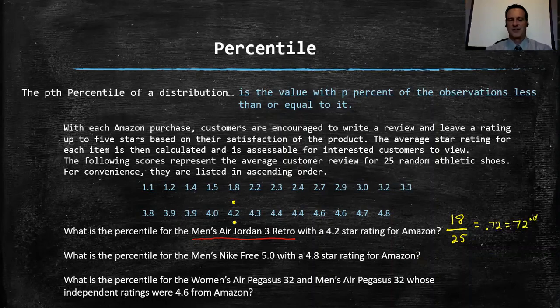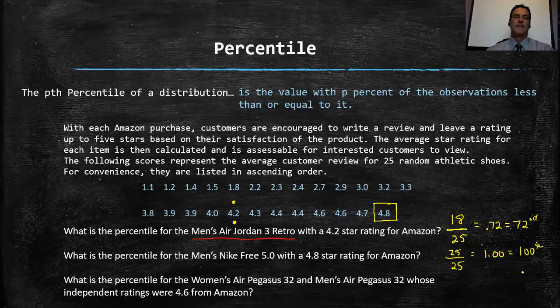Easy fractions, all right? If I look at the second one, it says, what is the percentile for the men's Nike Free 5.0 with a star rating of 4.8? Now, this is the highest rated one. So out of the 25, it is superior, which is the very best. All 25 are at least that or equal to 4.8, which is the 100th percentile.